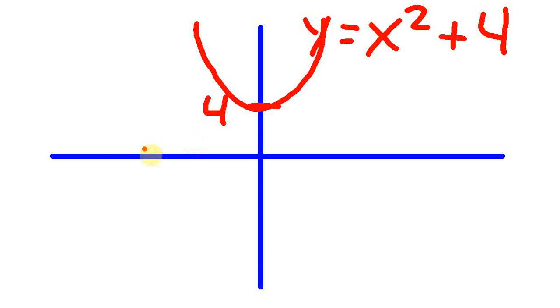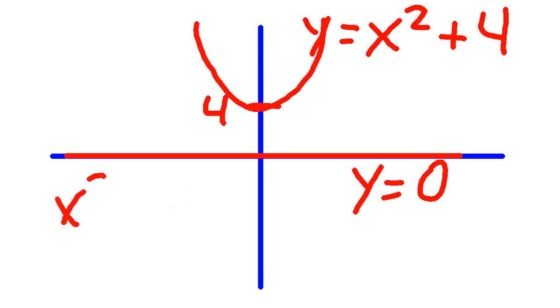And then y equals 0 would be right along the x-axis. There's y equals 0. And you can see that they do not intersect in the real plane. Interesting. But there are values of x, complex values, that satisfy that equation, the equation x squared plus 4 equals 0.